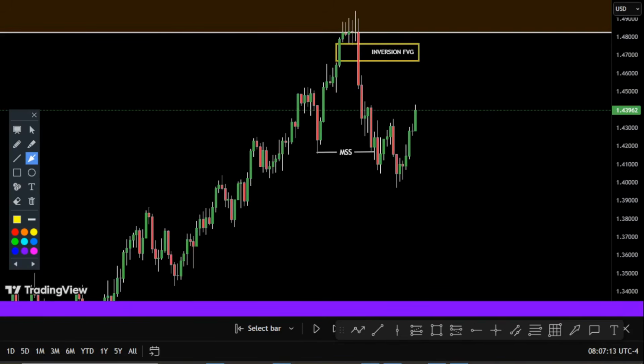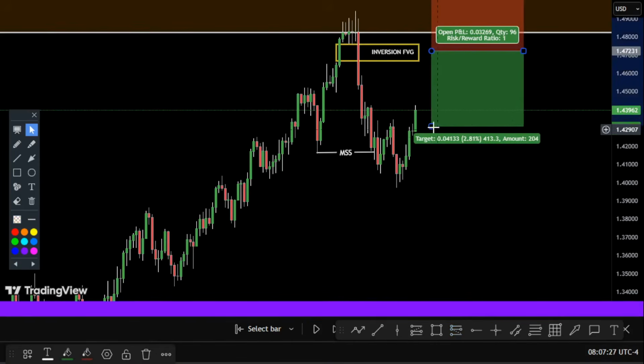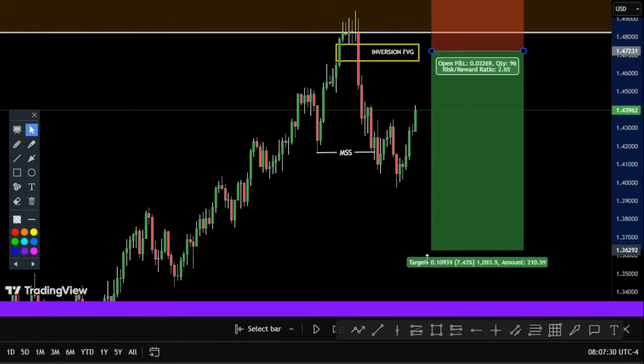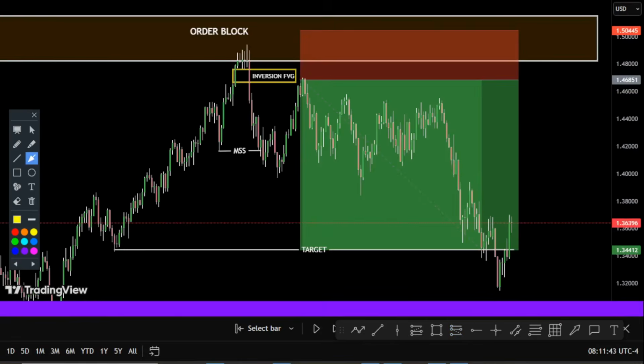We can also see this beautiful inversion fair value gap. This also adds confluence to our setup as price always respects them. Now that all our conditions are met, we place our sell limit at the midpoint of this fair value gap. We then target the next sell side liquidity level. As you can see, price tags us in and moves in our direction as anticipated. Price then hits our take profit, showing how powerful this banks model is.